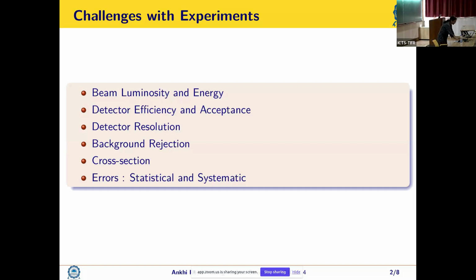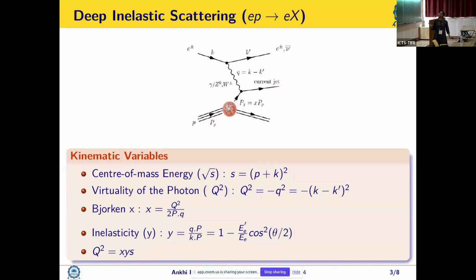So with this introduction, we will try to get the structure function through deep inelastic scattering. The theory you have learned many times in this school. So ep goes to eX. We will do basically inclusive deep inelastic scattering. That means from the experimental point of view, we will measure only the final state electron. I kept it very simple, so only one particle's energy and momentum will be involved in this analysis.